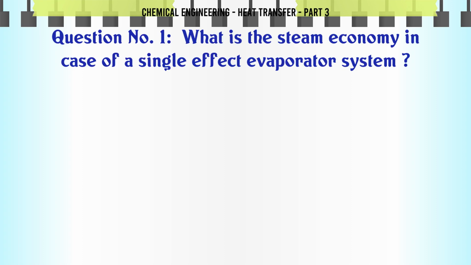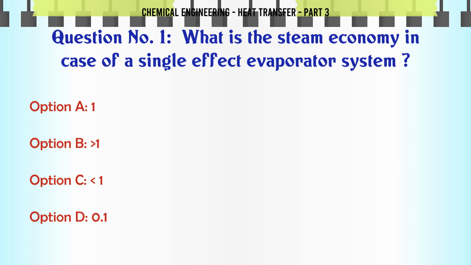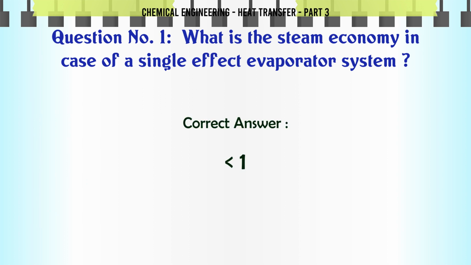What is the steam economy in case of a single effect evaporator system? A. 1, B. 1, C. 1, D. 0.1. The correct answer is 1.